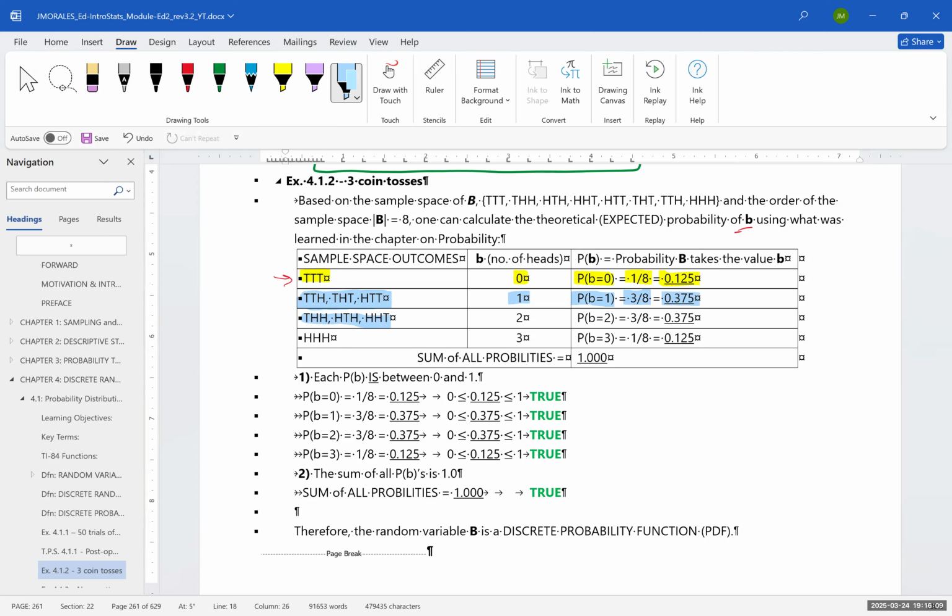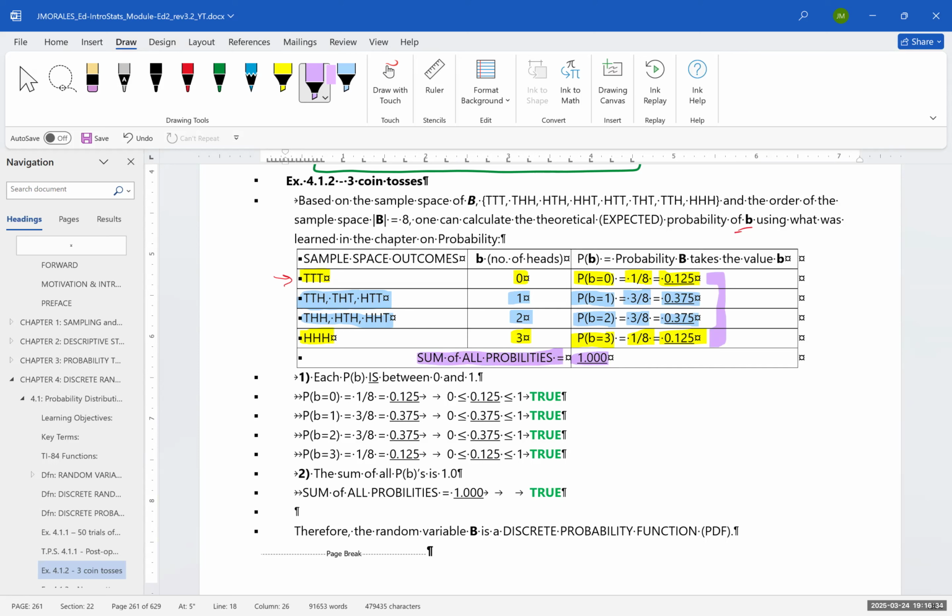Then we could have 2 heads, and the probability of getting 2 heads is 3 out of 8. That's 0.375. And then we could get 3 heads, and the probability of getting 3 heads is 1 out of 8, or 0.125. And if you sum all of these up, they add up to 1.